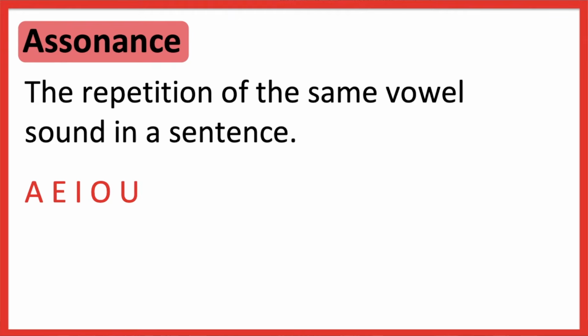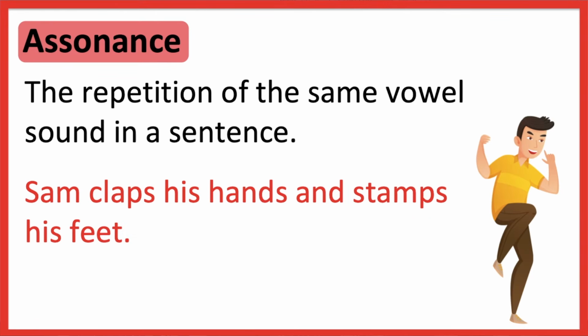The vowels are A, E, I, O, U. Each vowel has two sounds, a short vowel sound and a long vowel sound. For example, Sam claps his hands and stamps his feet. In this example, the short vowel A is repeated.